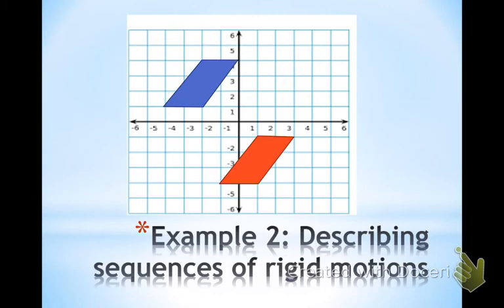I want you to tell me from the red figure to the blue figure, they are congruent. Now you are going to describe the sequence of rigid motions that get me from the red figure location to the blue figure location.